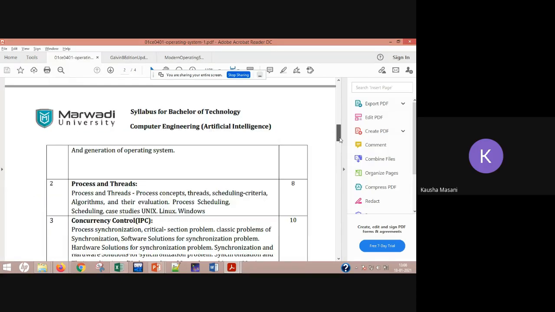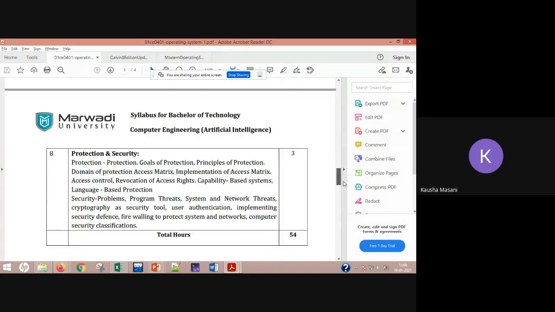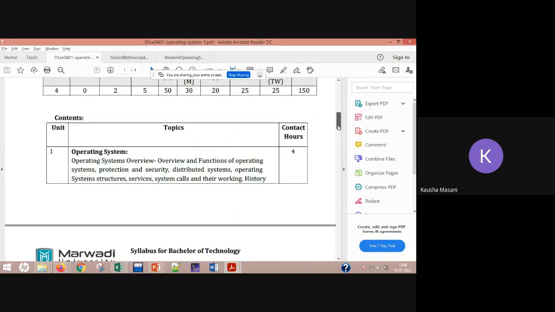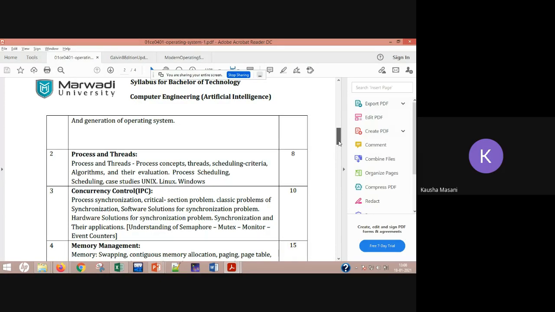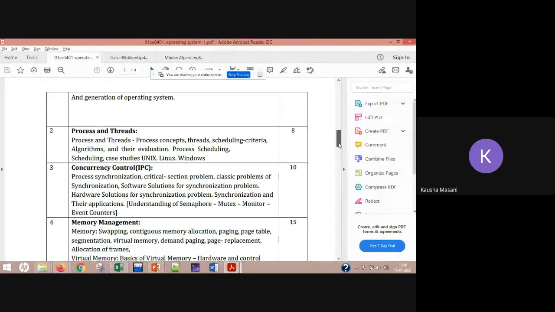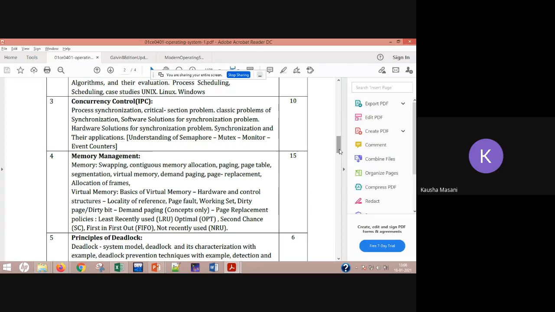There are a total of 8 units. The first unit is about the introduction: what is an OS, what are the basic structures and functions, and how the OS evolved. All those topics are covered in this chapter. Then in the second chapter, there are processes and threads. You learn what a process is, what threads are, and how you schedule your processes. Then there is concurrency control. That is your third unit, where you are going to learn about synchronization between processes, your software applications.